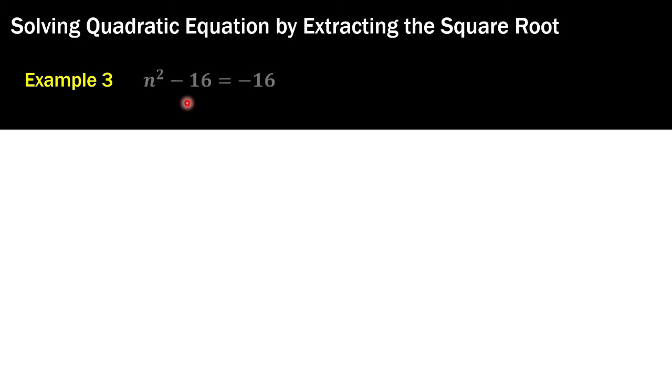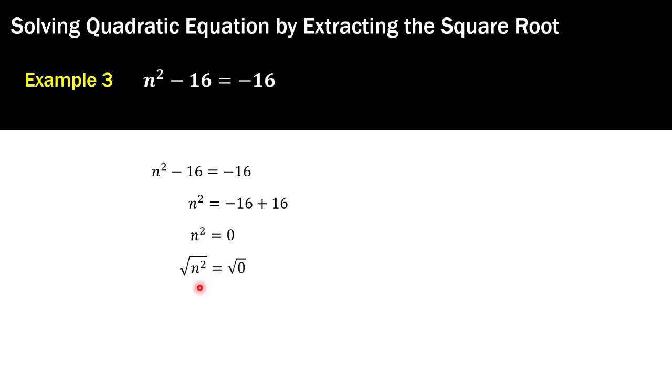For example 3, let's say the given is n squared minus 16 is equal to negative 16. Let us first transpose the negative 16 to the right side of the equation, making it positive 16. To simplify, I would have n squared is equal to 0. Getting the square root of both sides of the equation, we have n is equal to 0.